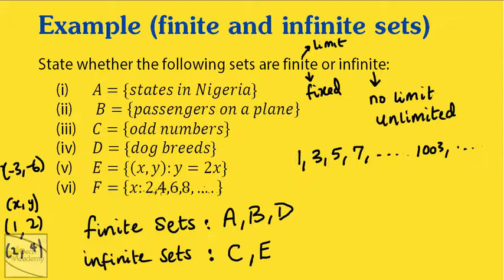If you look at the elements of this set, the next number in the sequence is obtained by adding 2 to the previous number. So 2 plus 2 is 4, 4 plus 2 is 6, 6 plus 2 is 8, 8 plus 2 will be 10, and you can keep going. You can keep adding 2 forever. So there's an infinite number of elements that belong to set F. So set F is an infinite set.